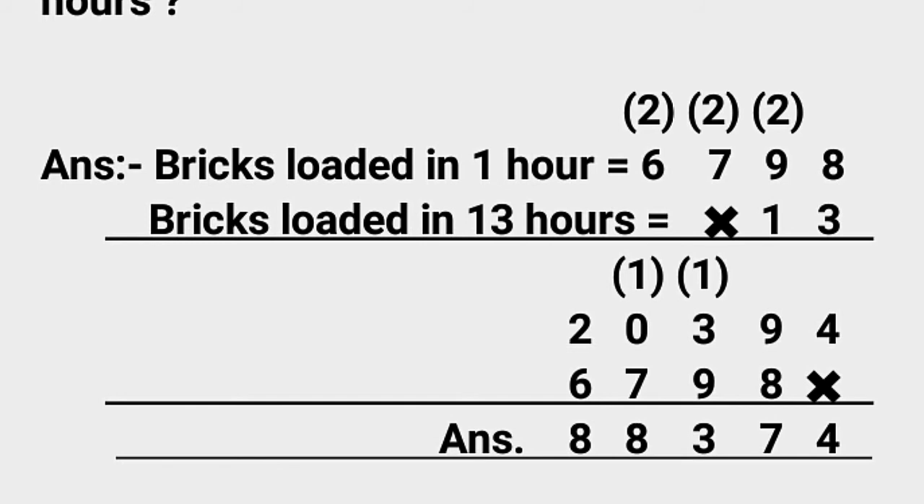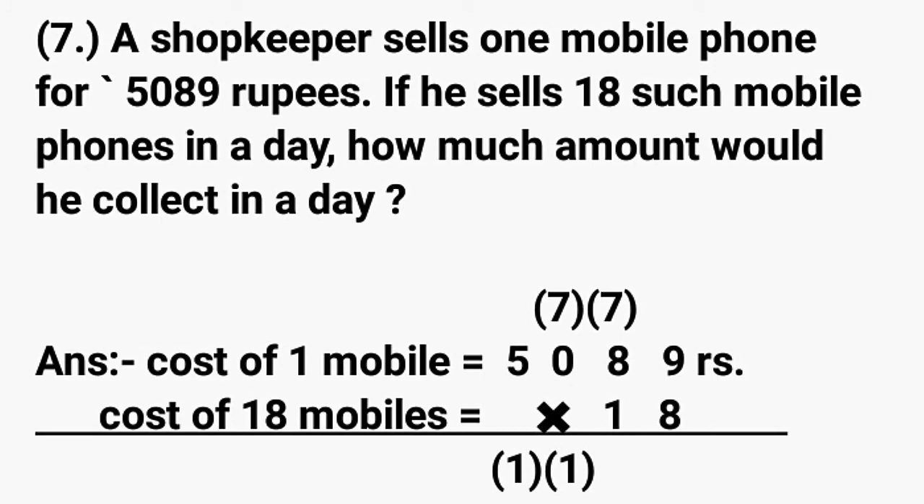So let's start. 3 into 8 is 24, 2 carried. 3 into 9 is 27 plus 2 is 29, 2 carried. 3 into 7 is 21 plus 2 is 23, 2 carried. 3 into 6 is 18 plus 2, 20. Now 1 into 8 is 8, 1 into 9 is 9, 1 into 7 is 7, 1 into 6 is 6. So let's add 4. 9 plus 8 is 17, 1 carried, 1 plus 3 plus 9 is 13, 1 carried, 1 plus 7 is 8, 2 plus 6 is 8. So answer is 88,374 bricks.